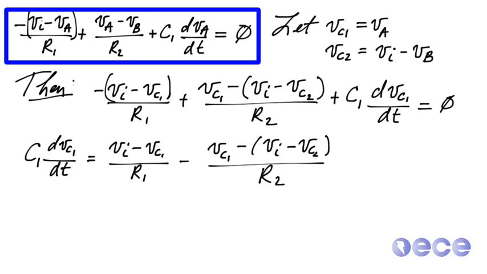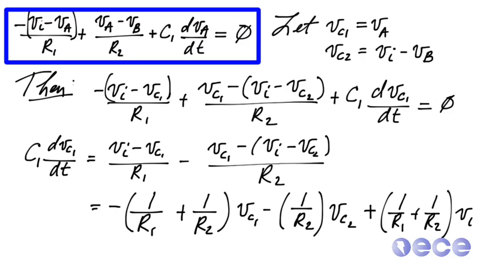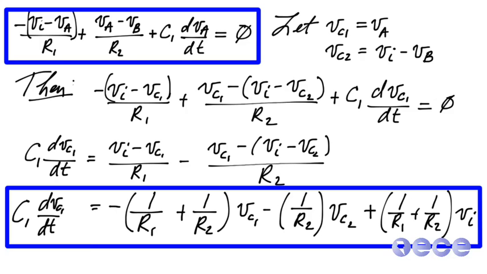We can do a little bit of rewriting here to put dVc1 on one side. And if we'd really like to, we can separate out the values in terms of Vc1, Vc2, and V sub I. So here we have Vc1, Vc2, and V sub I isolated as individual state values, and then they're prepended by some scalar value, which is the sum of these resistances.